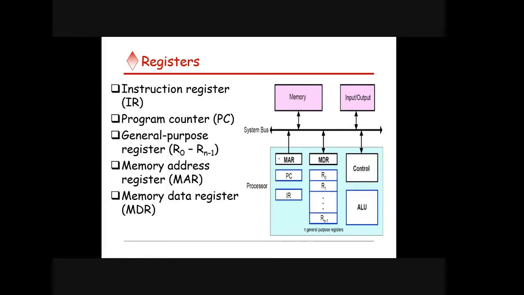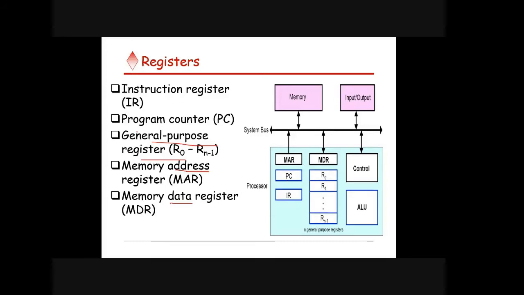MAR is the memory address register. It is a register, and what will be the content of MAR? Definitely it will be an address. MDR is the memory data register. What will be the content of that? That will be data. And other than that, you can have general purpose registers for storing the operands.